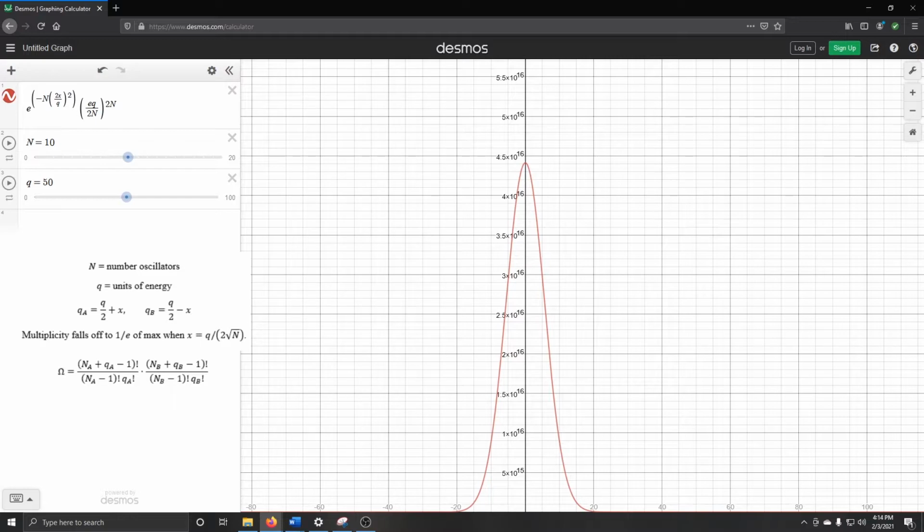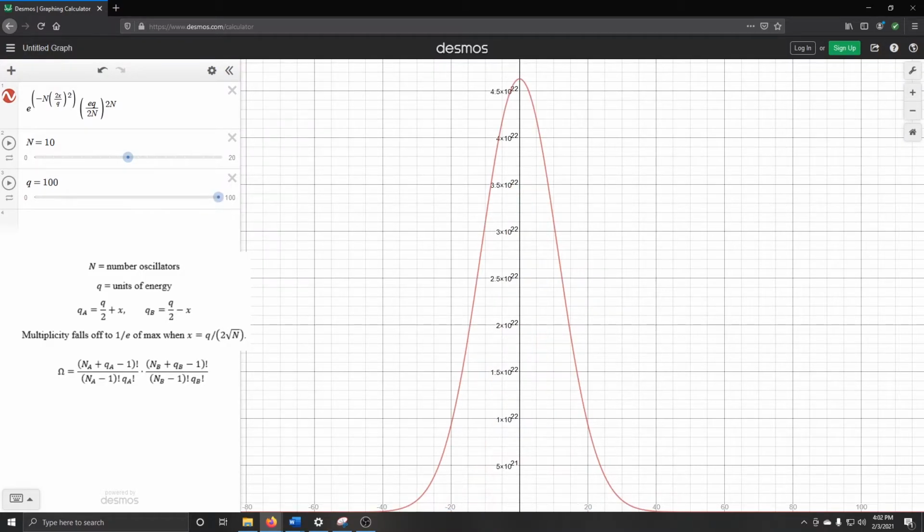So what we would like to do next is change the values of Q and N and see how this multiplicity distribution behaves as we increase the amount of energy or increase the number of oscillators. Now we've doubled the number of units of energy that our two Einstein solids are able to share, so Q is now 100 instead of 50, while keeping the number of oscillators in each of our solids at 10.